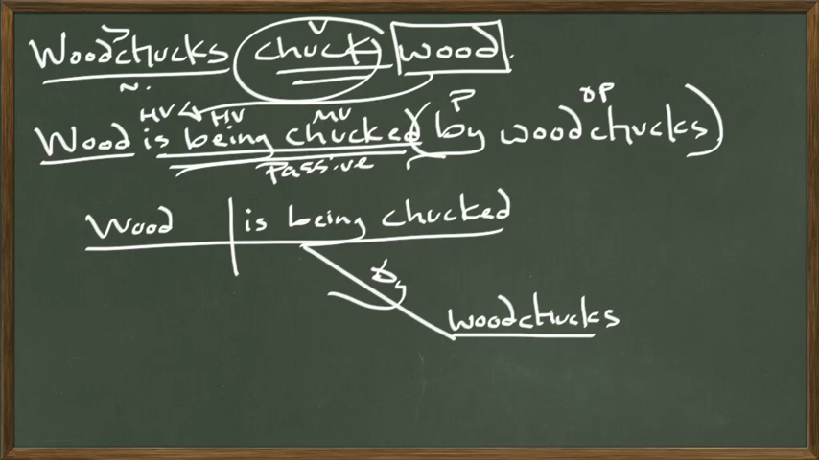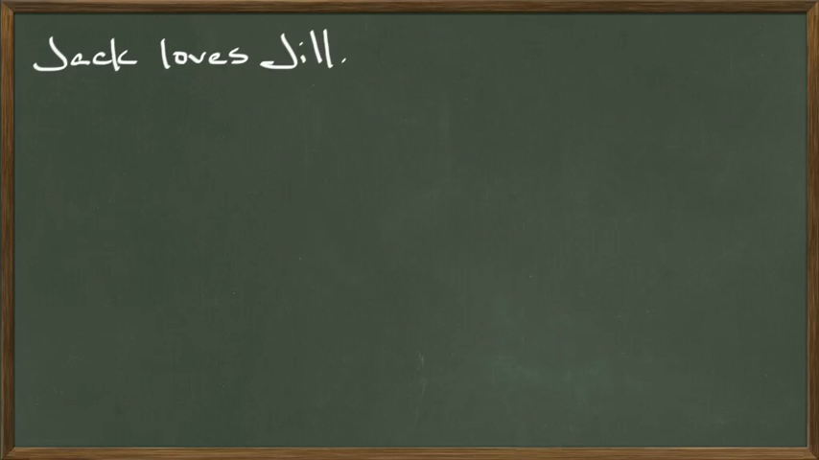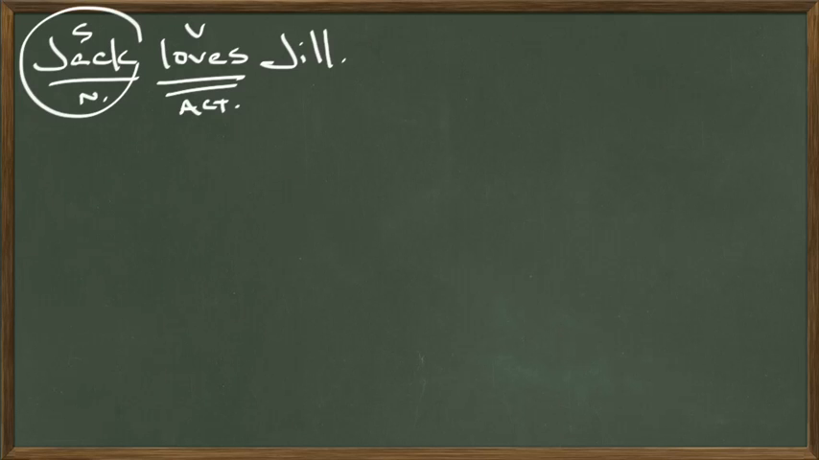Okay, that's passive. Let's look at another example. Jack loves Jill. Jack is the subject of the sentence, nominative case in Latin. What's he doing? He loves. That's an active verb. In an active sentence, the subject performs the action. Who loves Jill? Jack loves Jill. Who's chucking the wood? The woodchucks are chucking the wood. Jack loves whom? He loves Jill. She's the direct object, and in Latin she would go into the accusative case.